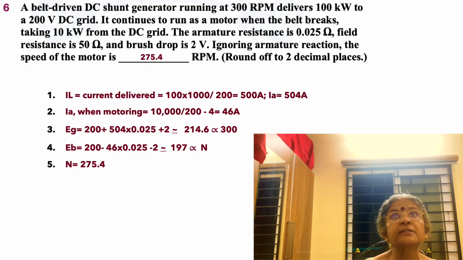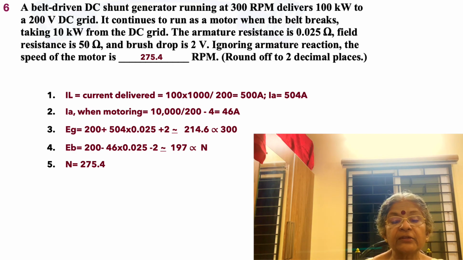Now the belt breaks. It continues to run as a motor. Why does it run as a motor? Because it already has a moment of inertia. Now it is running as a motor because of the EMF inside. What is that EMF? Back EMF. So it becomes a motor because of the EMF inside, taking 10 kilowatt from the DC grid.